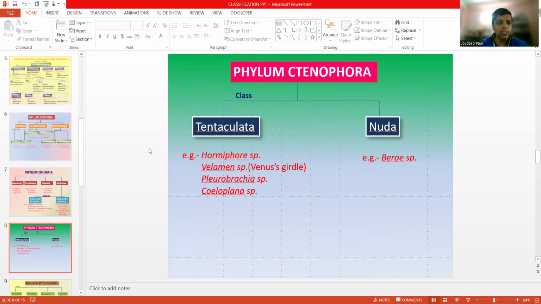We will continue with the next set of classification and next set of phyla in our next session. So basically, in this particular class, we talked about three different phyla, starting from Porifera, then Cnidaria, and then Ctenophora. So thank you for listening.